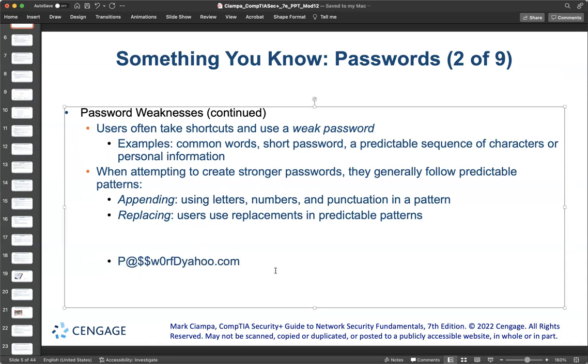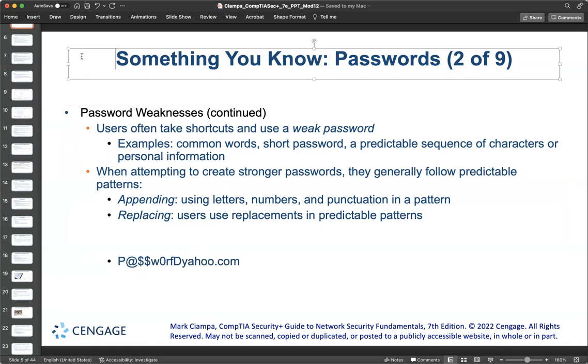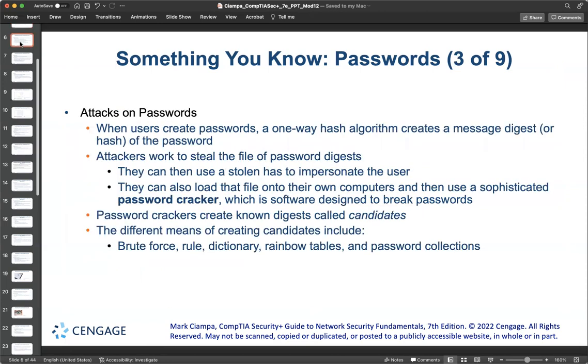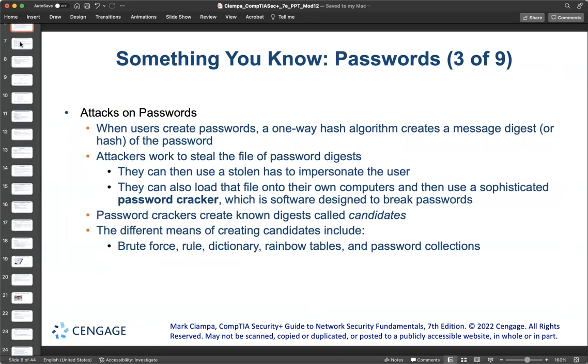Even though these sound to be good ideas, they definitely are not because, of course, the attackers also understand that appending and replacing are the techniques that people use in order to easily memorize their passwords and utilize their passwords in different services and locations. But again, not a good idea.